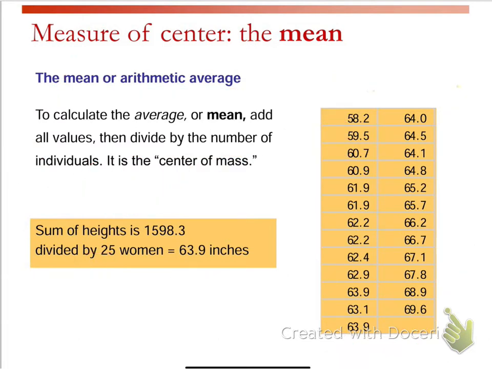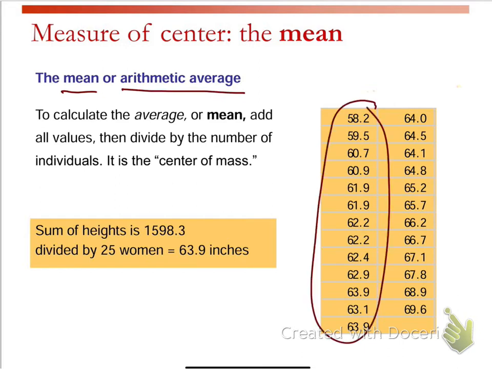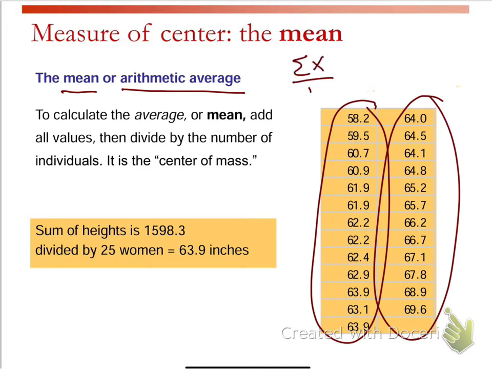So the mean or the arithmetic average, in short, is the sum of all the numbers divided by the count of the numbers. So the sum of x divided by n, that's it. And the x here will be all the x's, xi.